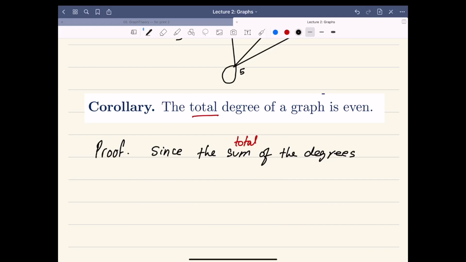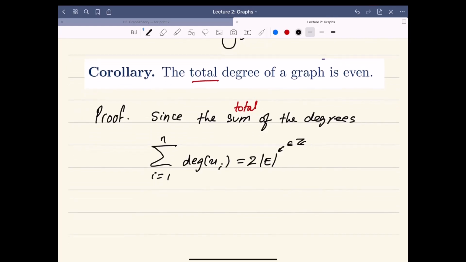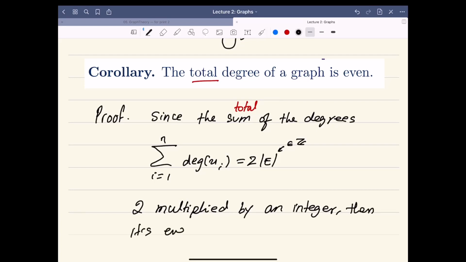Since the sum of the degrees, and we will write the equation, the sum from i equals 1 up to n of degree of vi, is equal to twice the number of edges, and remember the number of edges is an integer. Since the total of the degree is 2 multiplied by an integer, then it is even. Okay, and this is very simple to prove.